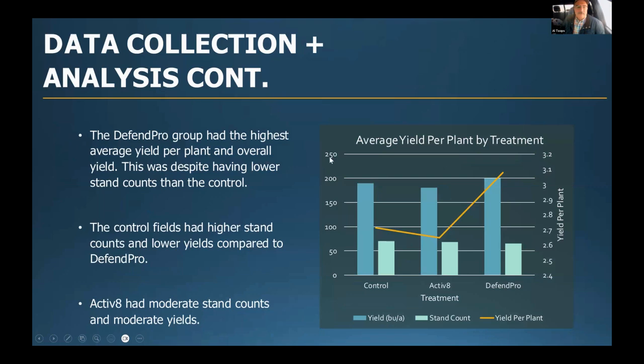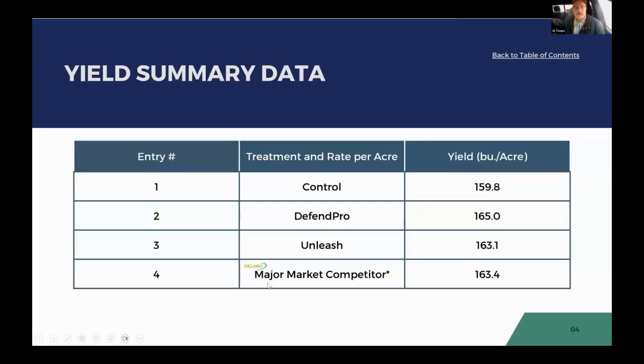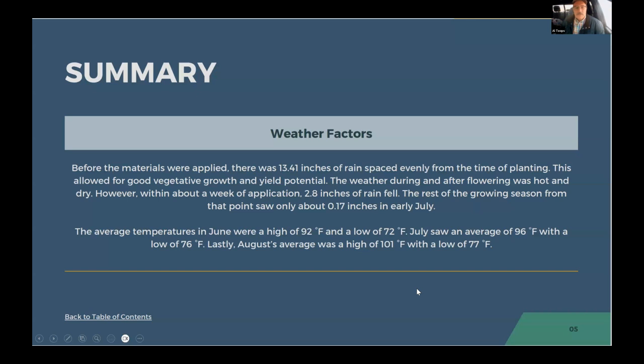This was some more of the data collected by looking at Defend Pro and Activate against the control with tar spot. We did a study with Texas A&M and a comparison. We're looking at Delaro with Defend Pro and Unleash, and we saw how our Defend Pro actually stood toe to toe with that synthetic fungicide. There were some weather factors. Imagine that in South Texas.